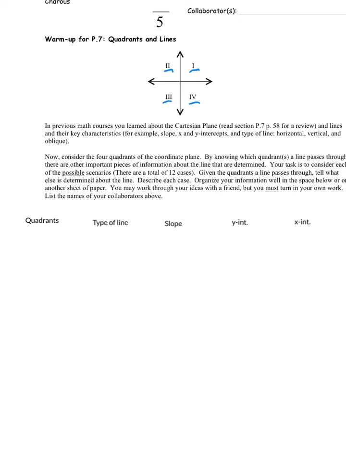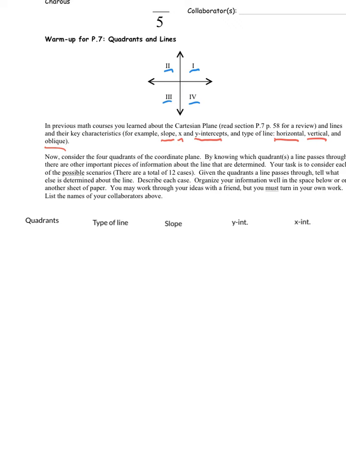Interesting characteristics for lines are the slope. Where it crosses the x-axis, we'd call that the x-intercept. Where it crosses the y-axis, being the y-intercept. And we can classify lines as being horizontal, vertical, and if a line is neither horizontal nor vertical, we can use the term oblique. In this exercise, the input is going to be the quadrants through which a line passes.